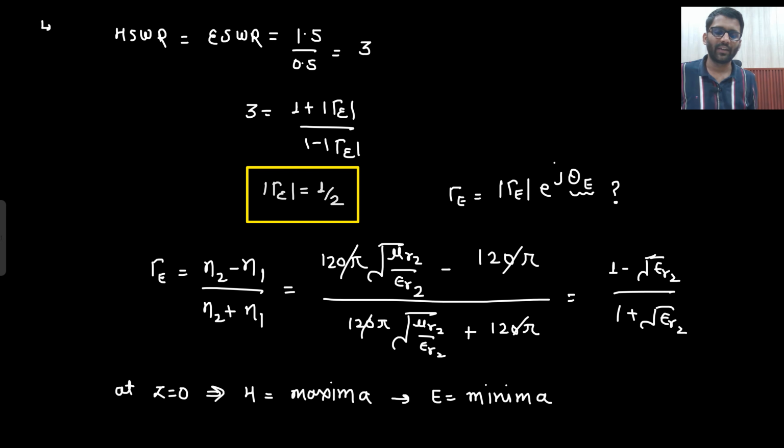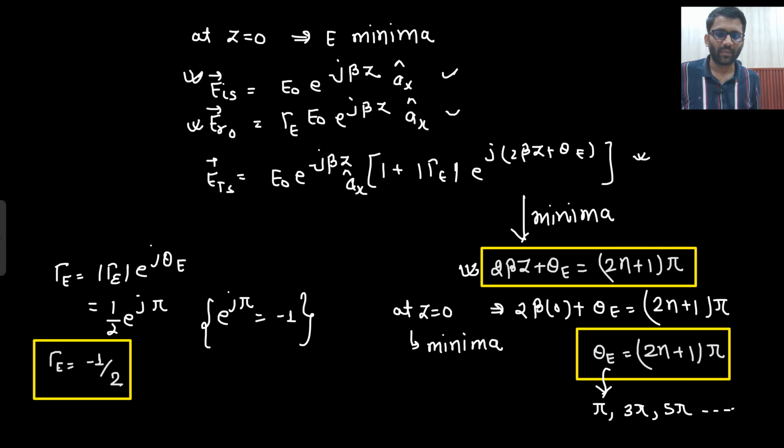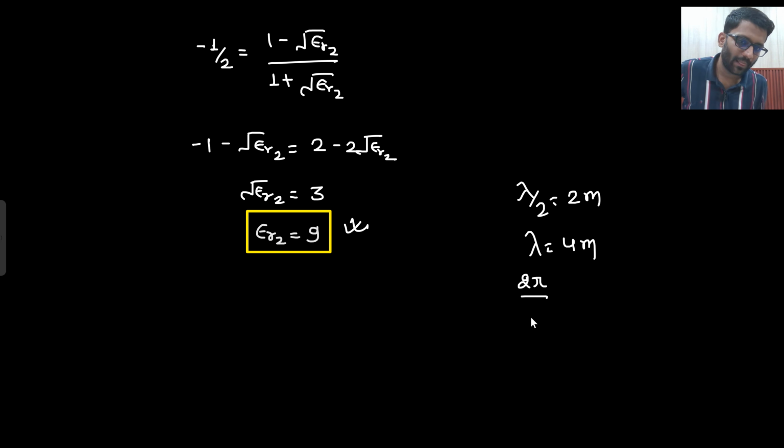What else did I need to find? I needed to find the wave propagation frequency. Lambda by 2 equals 2 meter, so lambda equals 4 meter. Okay, so lambda I know. What is lambda? Lambda is 2 pi by beta. So what is the value of beta? Beta is pi by 2. And omega I need to find.